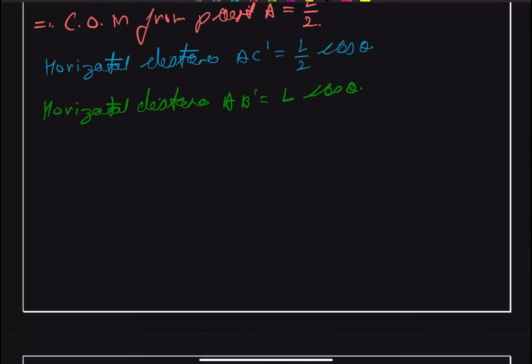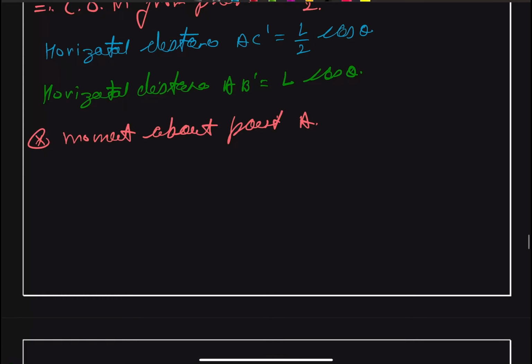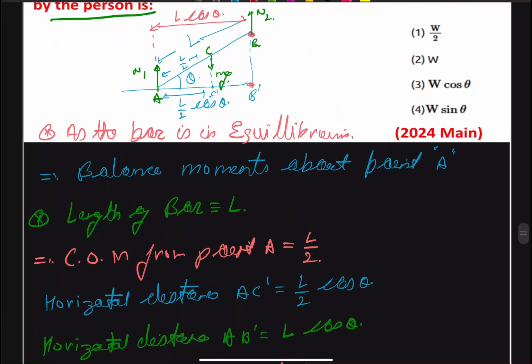So now we can just take the moment about point A. Because of N1 it will be equal to 0, so we are going to have only the moment because of N2 and because of mg.